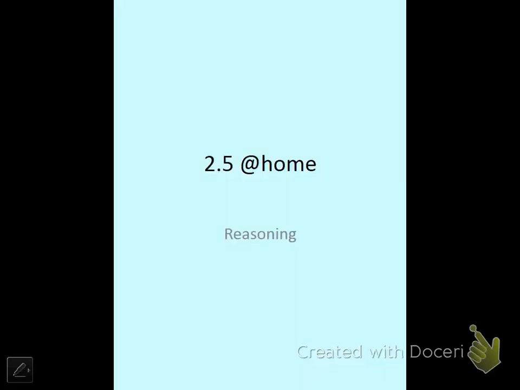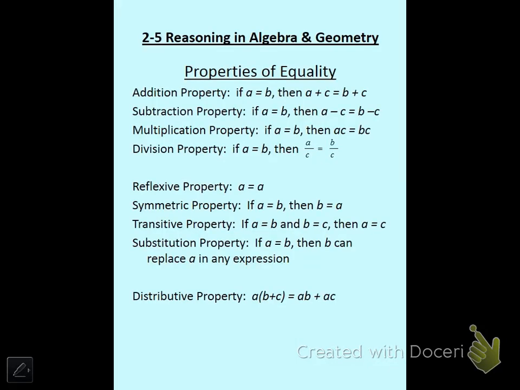So 2.5 is going to be reasoning. So here are different properties that I want you to pause and write down. Addition property: what you add to one side you can add to the other. Subtraction: what you subtract from one side you can subtract from the other. Multiplication: what you multiply to one side you can multiply to the other. Division: what you divide to one side you can divide to the other.